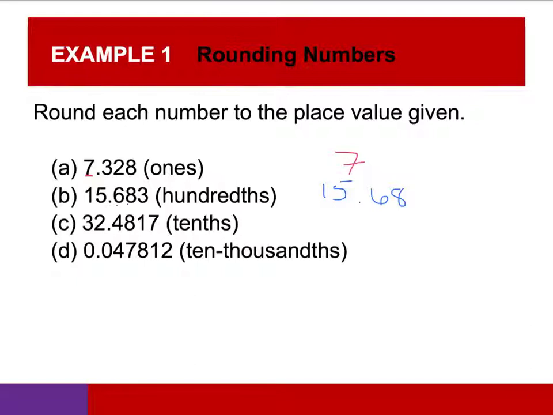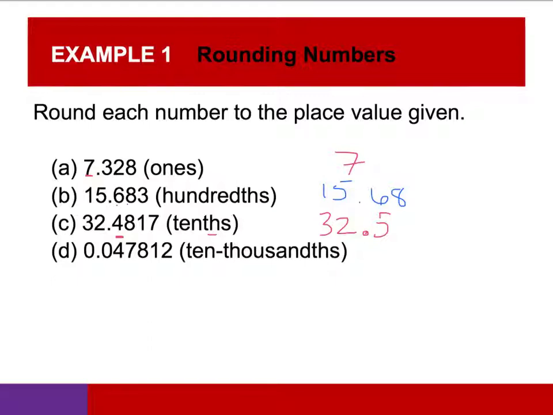32.4817 to the tenths place. The tenths, so that means the 4. Now we look to the right of 4, it is an 8. That's a 5 or higher. So that means we're going to bump that 4 up by one. Everything to the left of it stays the same. That 4 becomes a 5. And anything to the right of it becomes a 0, which we don't need after decimals.